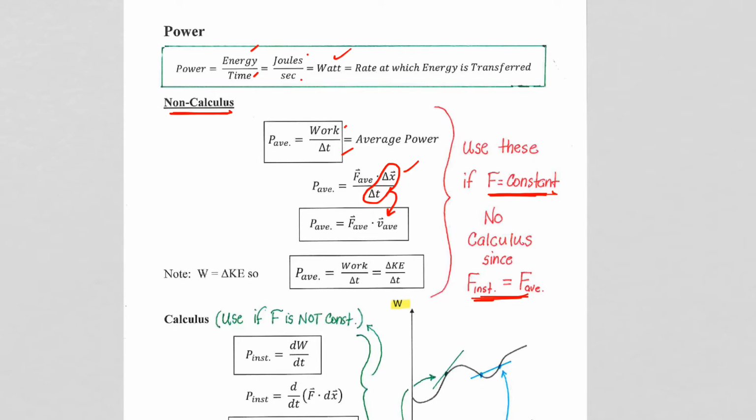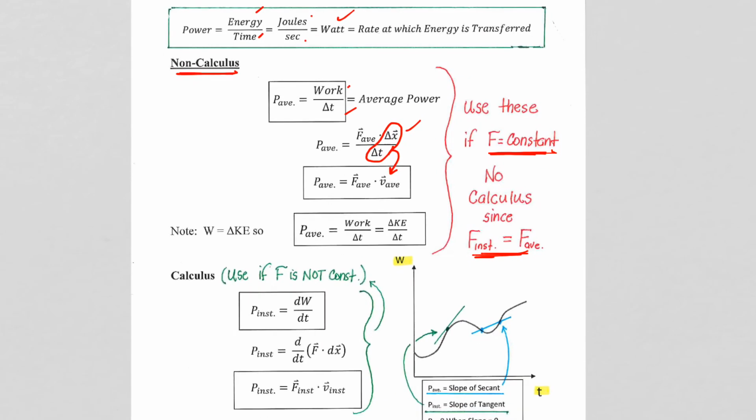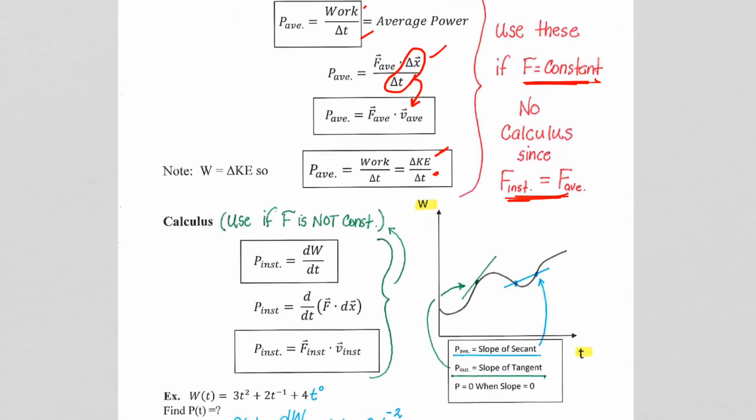The work kinetic energy theorem never goes away. So we could also be on the lookout for whether they give us the change in the kinetic energy in a problem. That would be the work done divided by the amount of time it took the kinetic energy to change as well. Well, what does the calculus version of power look like?